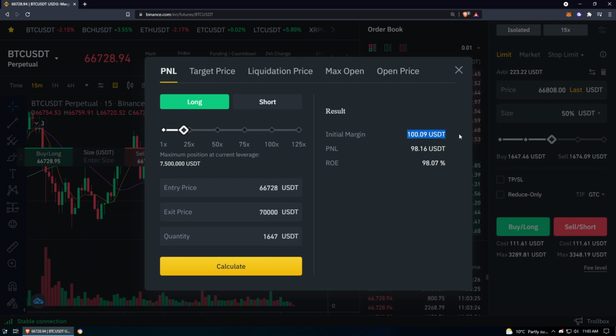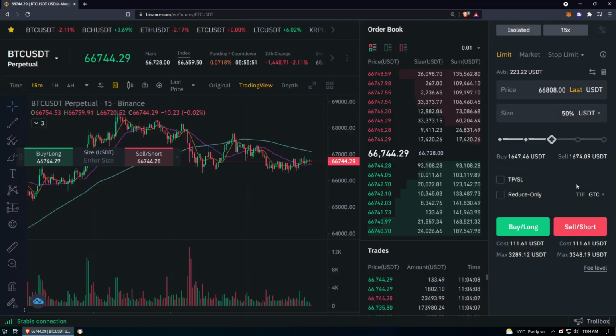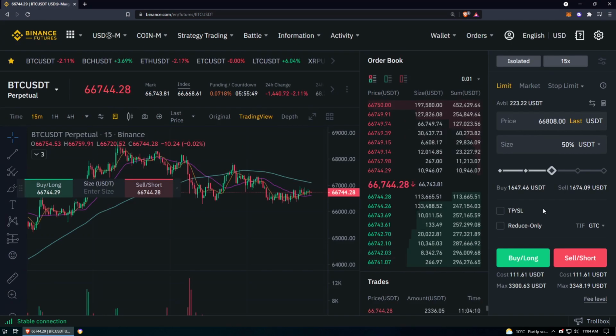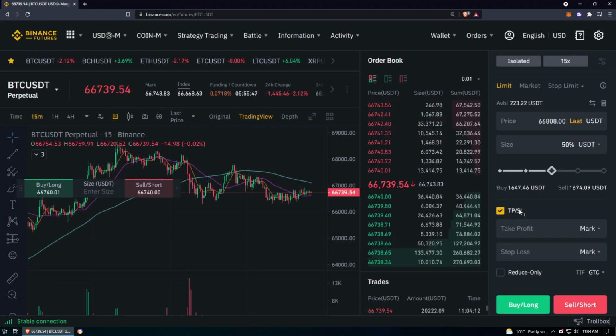My initial margin is $100, and then my PNL is also almost $100. So that's almost 100%. Also, let's put it on 15 leverage. So that would be a win of 73.55%, or $100 for 133 put in the actual trade. So that's how you can calculate your winnings, losses, and how much you would potentially make if your trade were to go through. Right, so now that you've understood all that, let's talk about stop loss and take profit.